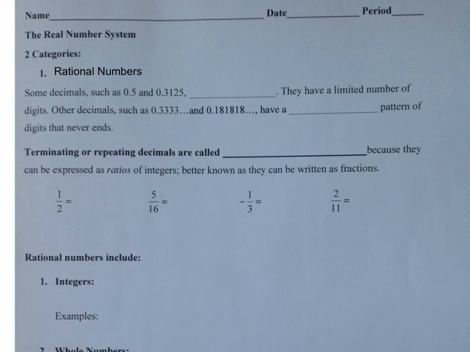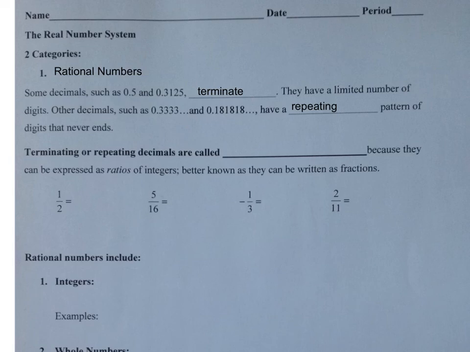It's some decimals, and here's an example of two decimals, 0.5 and 0.3125, that terminate. They terminate. That means they end. They have a limited number of digits. Okay, again, they end. Other decimals, such as 0.3333 and 0.181818, have a repeating pattern of digits that never ends.